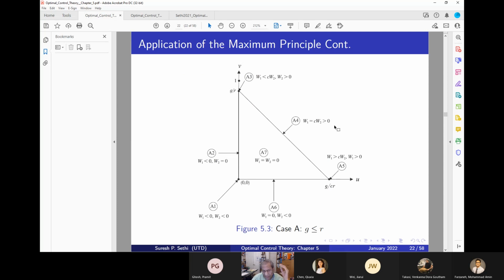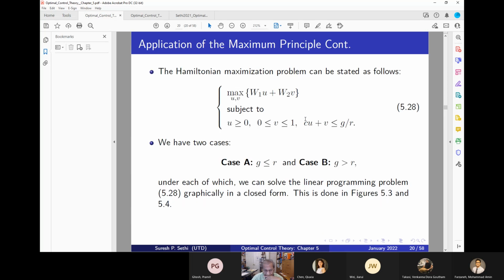And so what this says is, as W1 changes from this to this, the solution will go from here all the way to there. And then if W1 changes from there, the solution may go all the way from there to there, and so on. So we need to solve that problem over time.